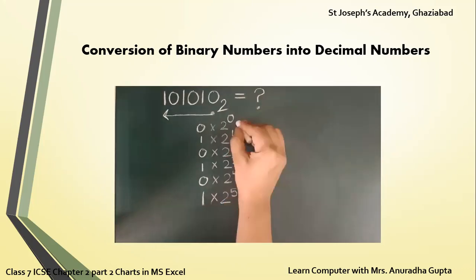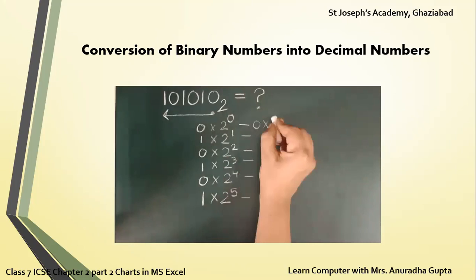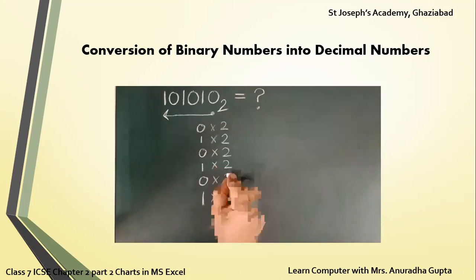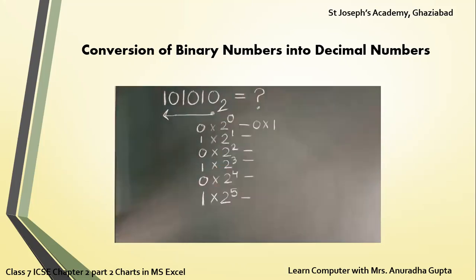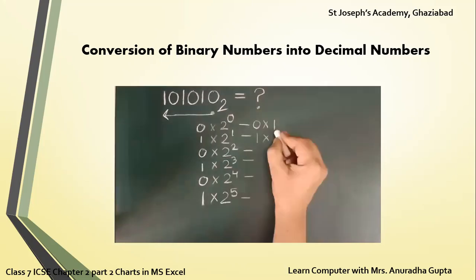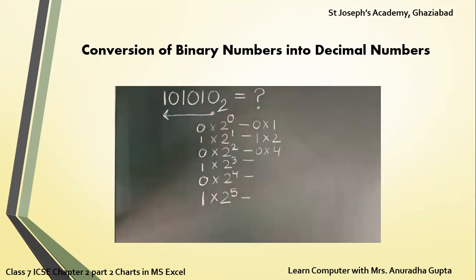Now we start solving them. 0 multiply 1. Any number raised to the power 0, we will get 1. And 1 multiply 2. 0 multiply 4. 2 raised to the power 2 means 2 multiply 2. In the answer we will get 4. Move to the next digit.